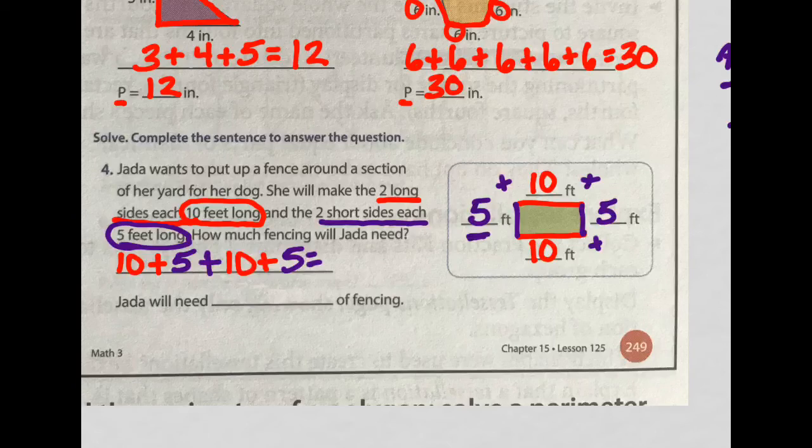Well, if you said 30, you are right, but we do need to put the word. And what did I tell you about that? We always use the word that comes after how much. And here it is, fencing. So we have to write, well, actually, we have to do feet. Feet of fencing. Yeah, because we're working with measurements. So Jada will need 30 feet of fencing.